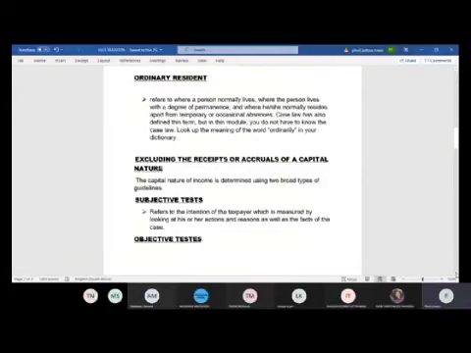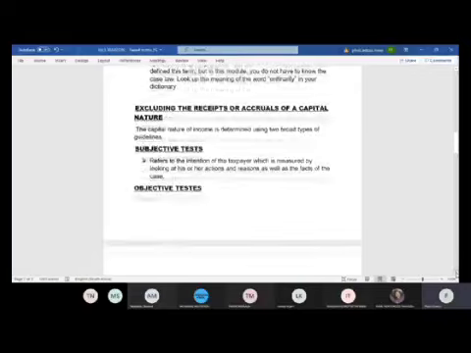But the fact means that you spend more days in South Africa, if I may put it that way. But let's look at the exclusion of the receipts and accruals of a capital nature, right? The capital nature of income is determined using two broad types of guidelines: the subjective test and the objective test.